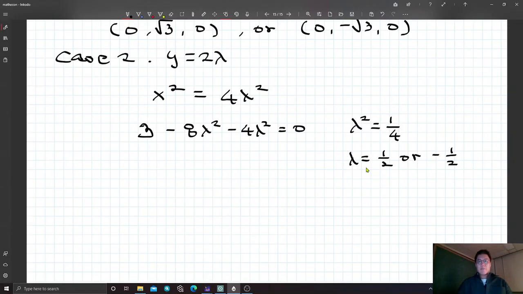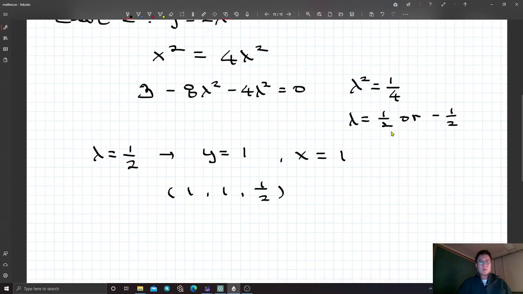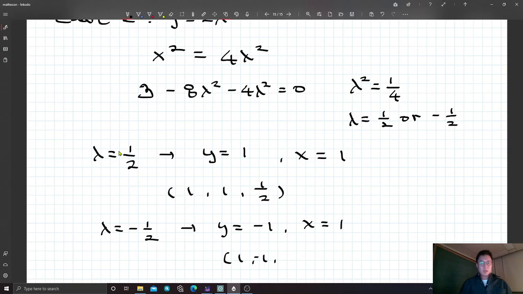If lambda equals 1/2, then y should be 1, because y is 2 lambda, and x must be 1. So I have one critical point here. And if lambda is -1/2, then y is going to be -1, and x is still 1. So I have this point, (1, -1, -1/2). So I can find two more stationary points in this second case.